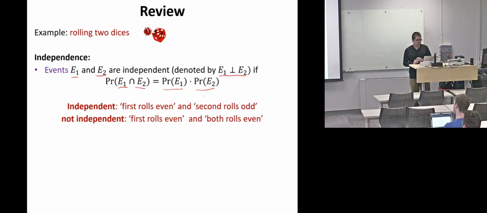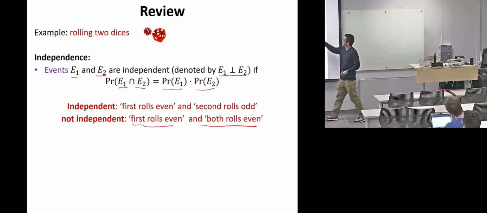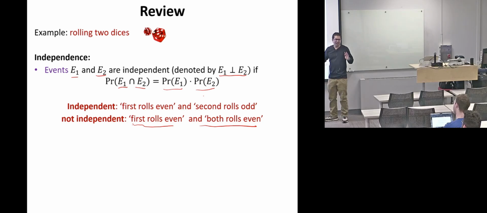But these two events are not independent. So this is the formal definition, but I think we kind of know what it means for two things to be independent. It's really intuitive, but it can be formalized in this way.